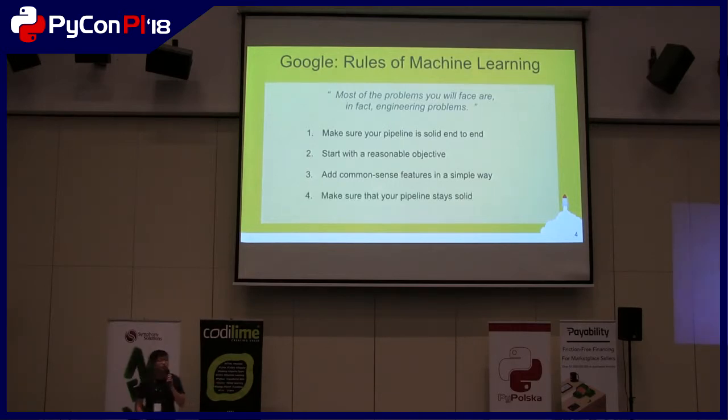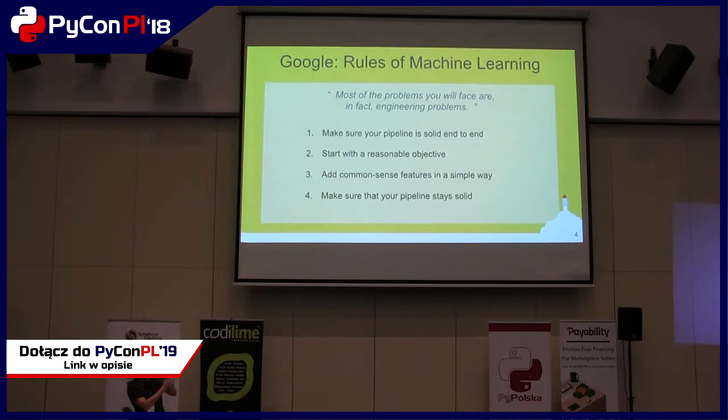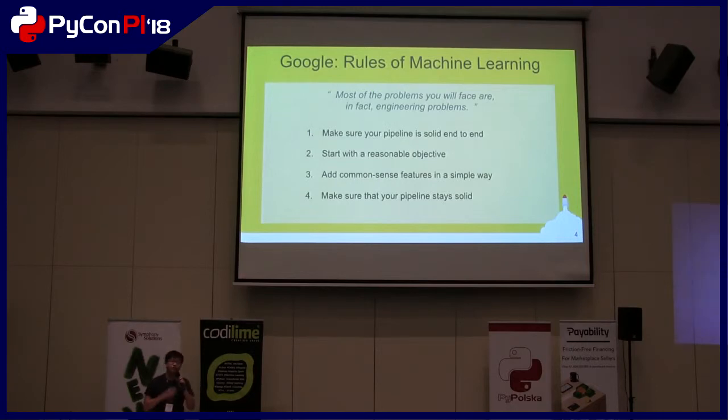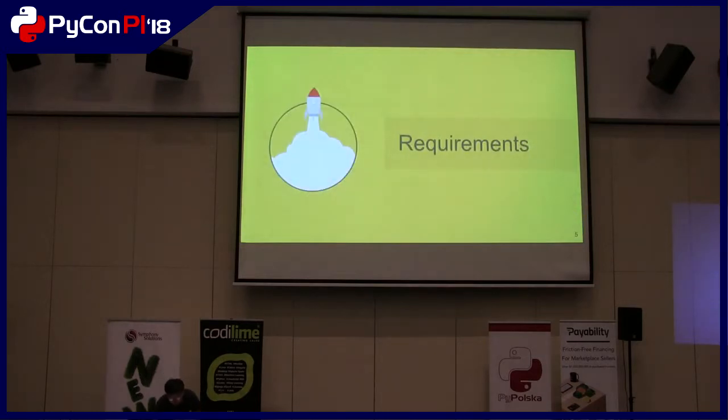Okay, and the next one is make sure that your pipeline stays solid. Yeah, it looks strange, right? That is the same as the first one. That means this is very important. So Google said it twice. The point of the rules of machine learning from Google is only one thing: solid. So let's start.